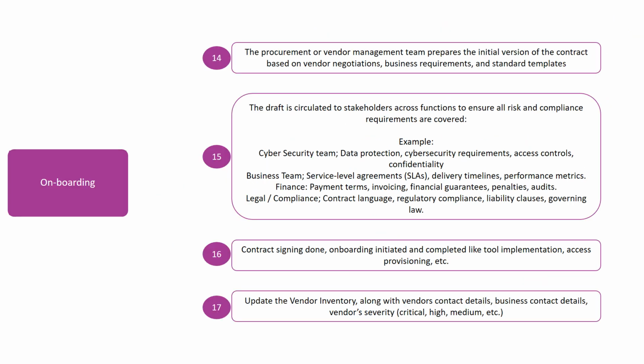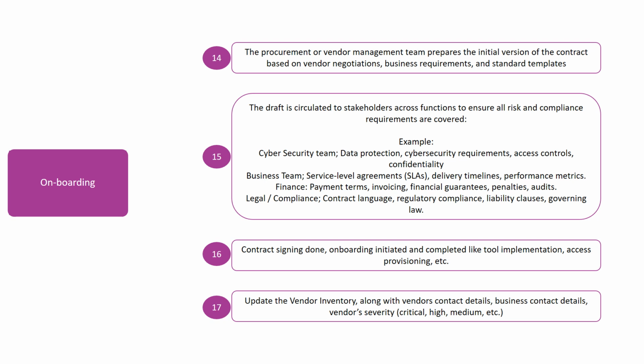The procurement team prepares the initial version of the contract, based on vendor negotiations, business requirements, and standard templates. This draft contract is then circulated to key stakeholders across functions to make sure all risk and compliance requirements are covered. For example, the cybersecurity team reviews data protection, access controls, confidentiality, and other security requirements.